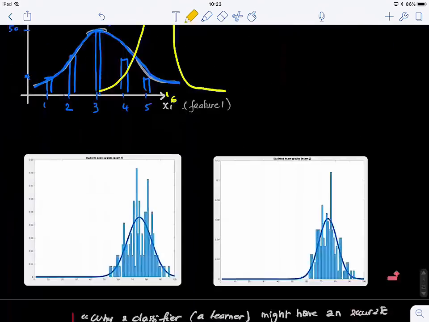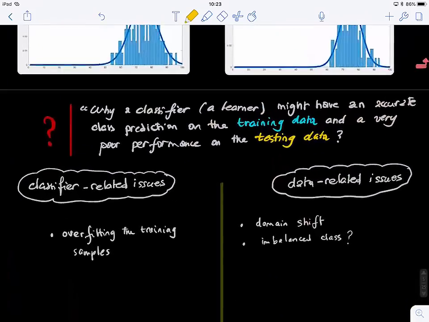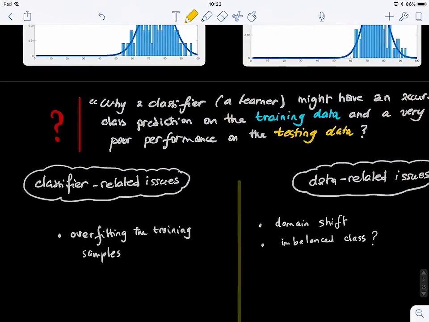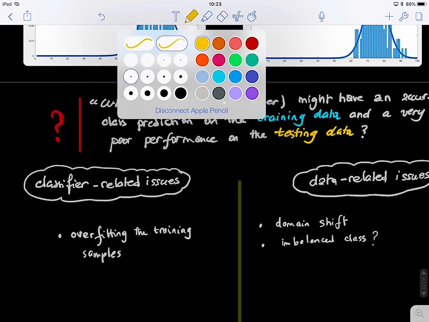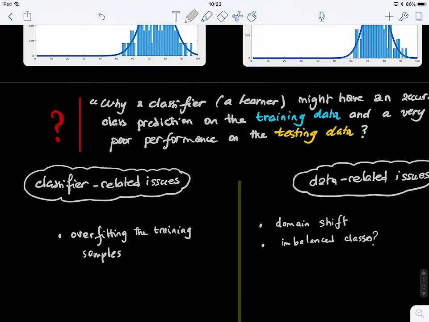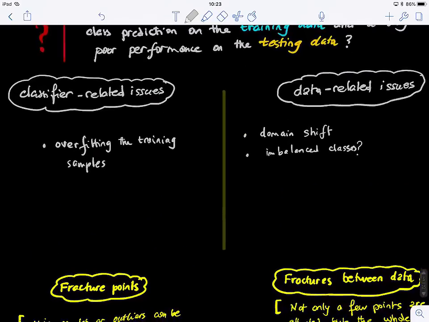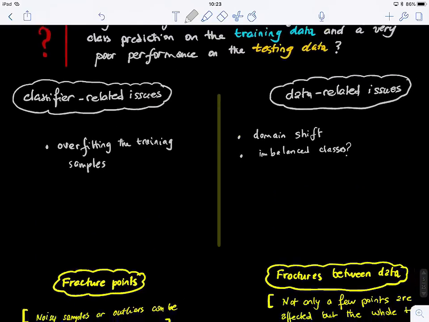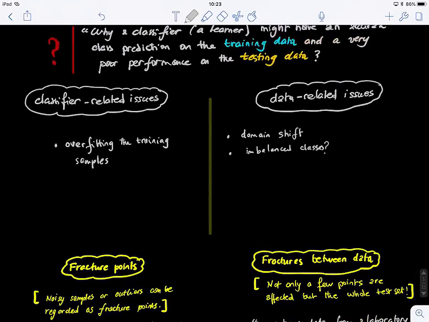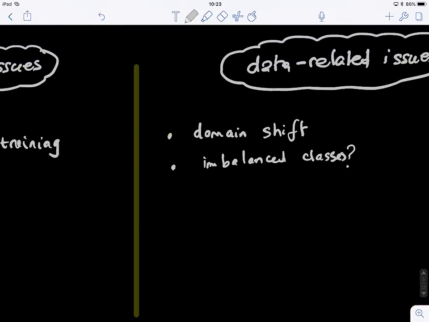Now let's get back to this. We've seen a domain shift, imbalanced classes. So this is another problem we might run into, overfitting the training samples. When it comes to data related issues, we can also think about outliers.